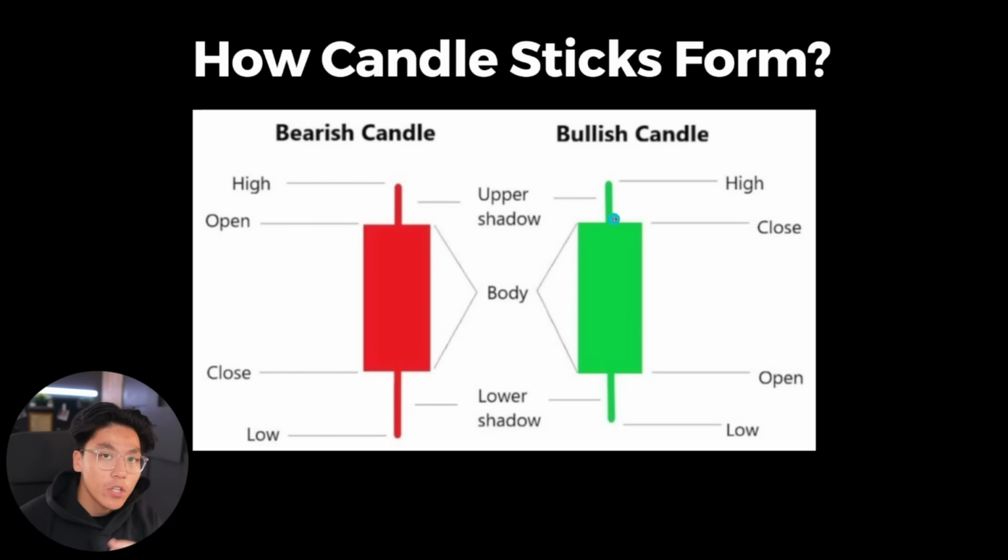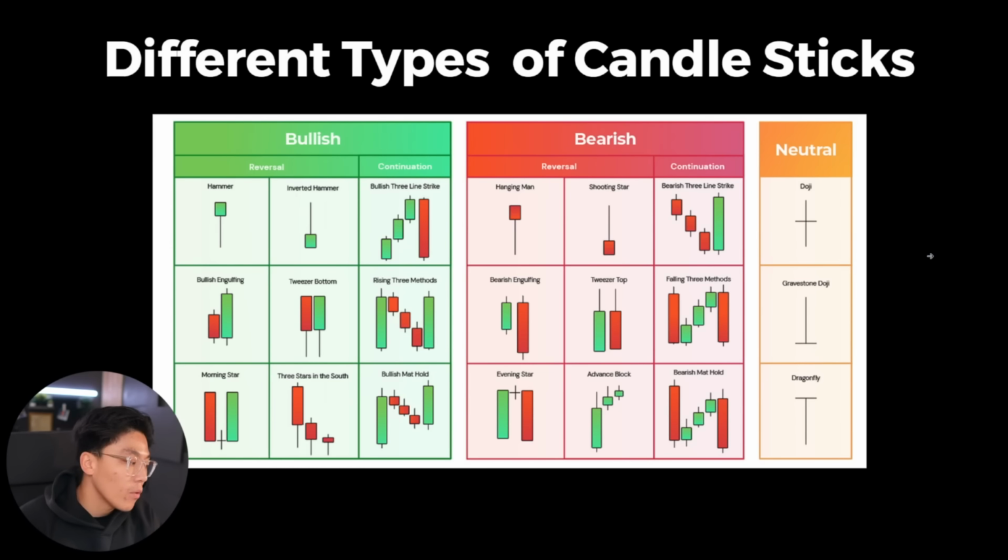When we're talking about bullish and bearish, we're talking about green and red. Bullish usually indicates a green candle, bearish indicates a red candle. So this is the anatomy of how candlesticks form. Open, low, high, close is very important if we're trying to make money in the markets. And now we're going to be going into the different types of candlesticks.